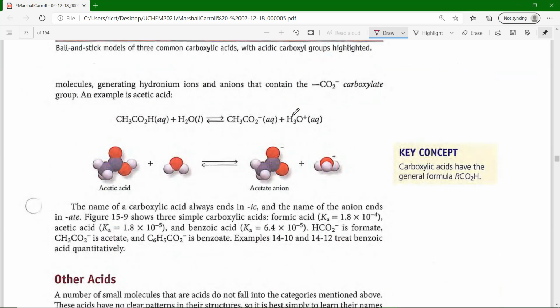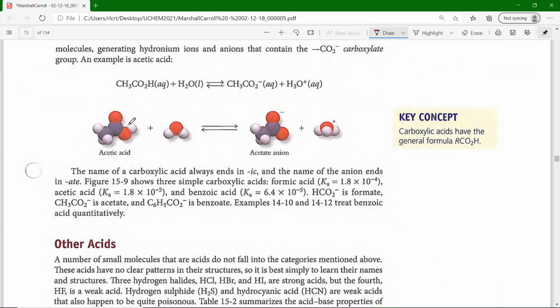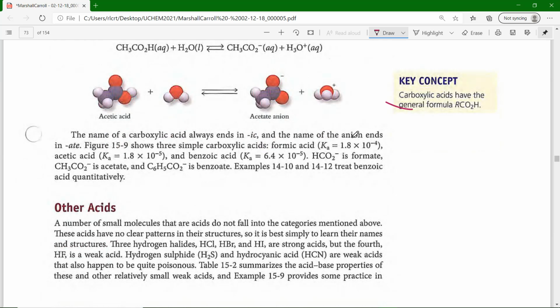Okay, so here we see acetic acid tossing a proton over to H2O, so you get the acetate and H3O+. Okay, so it's RCO2H. And so you get the ic ending again from the ate. Formic acid is stronger than acetic acid, which is stronger than, did that the other way, let's see. Formic acid is stronger than benzoic acid, which is stronger than acetic acid. They're all weak, but if we had to sort them, formic acid would be the strongest of those weaks.